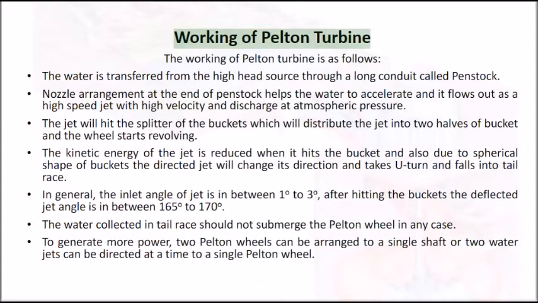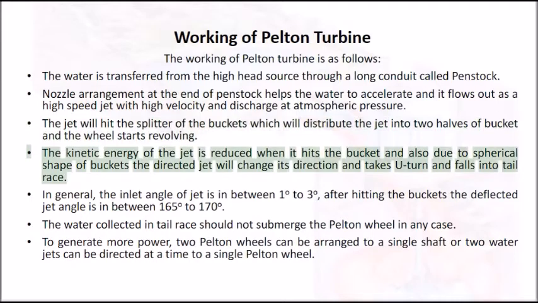Working of Pelton turbine. The working of a Pelton turbine is as follows. The water is transferred from the high head source through a long conduit called penstock. Nozzle arrangement at the end of the penstock helps the water to accelerate, and it flows out as a high-speed jet with high velocity and discharge at atmospheric pressure. The jet will hit the splitter of the buckets, which will distribute the jet into two halves of the bucket, and the wheel starts revolving.